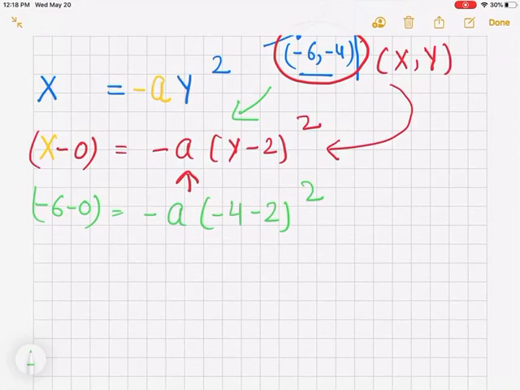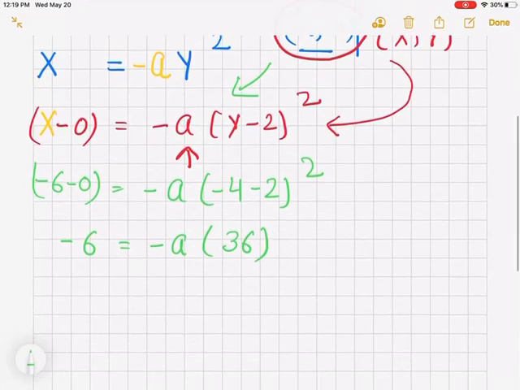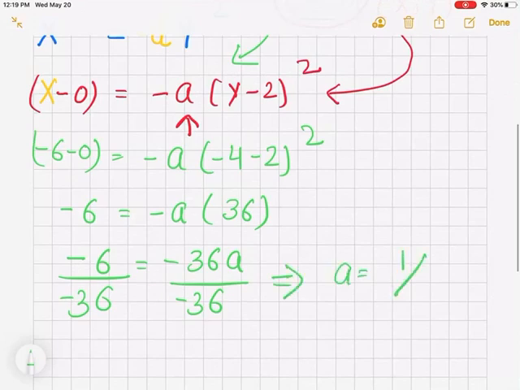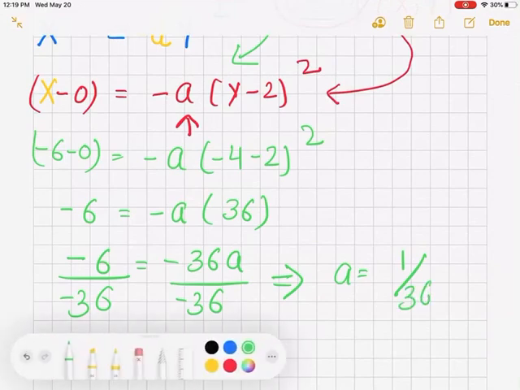So -6 minus 0 would be -6. Negative a, then -4 minus 2 is -6, and squared would be 36. Technically I now have -6 equals -36a. Finally I divide by -36, so my a value is 1 over 6.